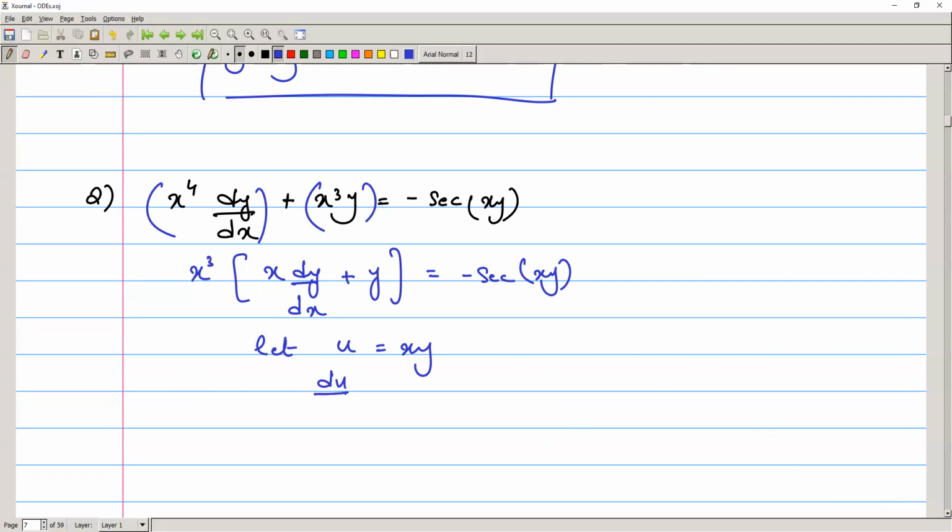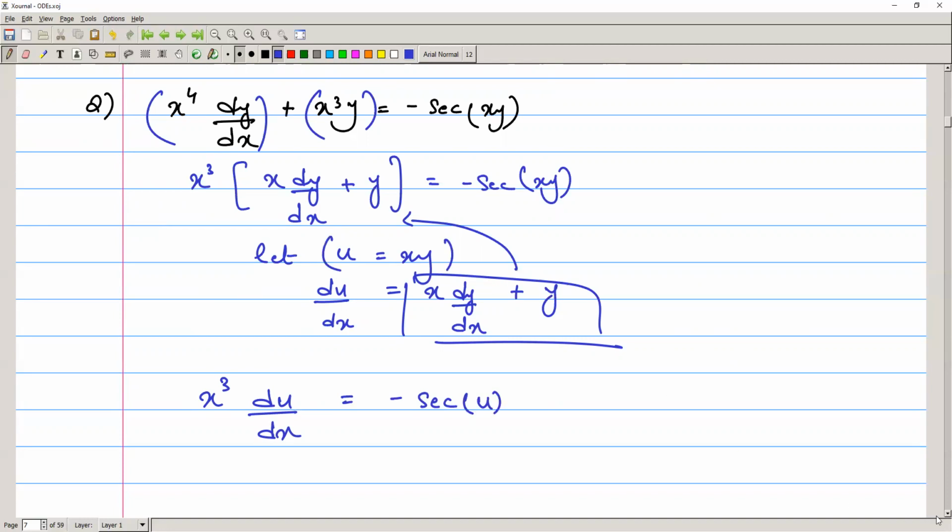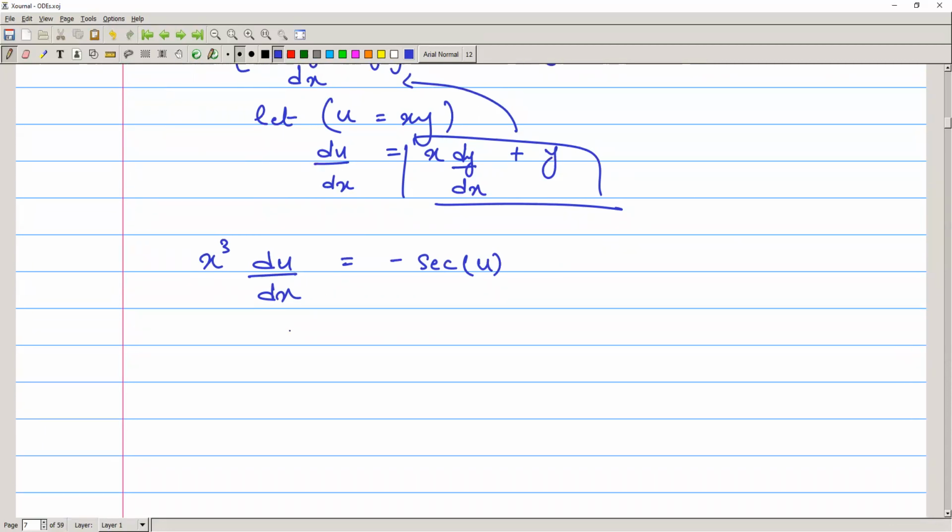So du upon dx will be equal to x times dy over dx plus y. Now we can see that we have this function here, so we can replace du by dx here. So I can write x cubed times du by dx is equal to negative sec u in place of xy, because we already supposed that u is equal to xy. Now this is separable, so I can write du upon sec u is equal to negative dx over x cubed.